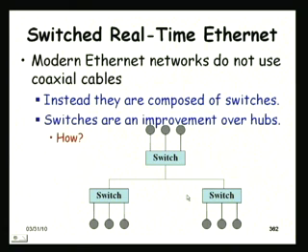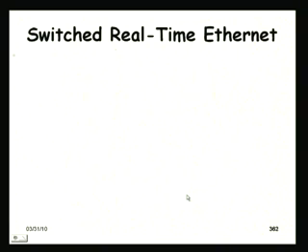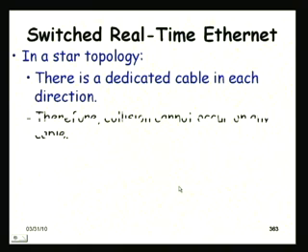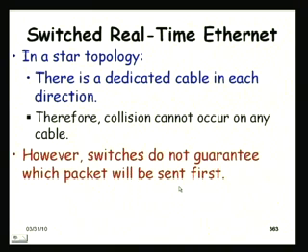So, we had seen that in the star topology that the switches incorporate, there is a dedicated cable in each direction. So, using a switch, collisions do not occur as compared to a hub. In a hub, it is a broadcast, and therefore, there can be collisions. In a switch, there is no collision, and the only thing is that switches do not guarantee which packet will be sent first.